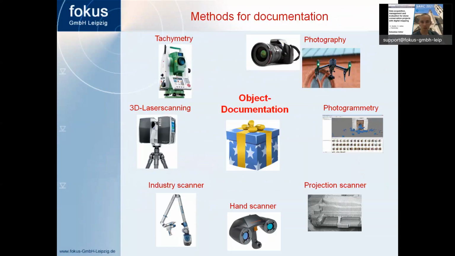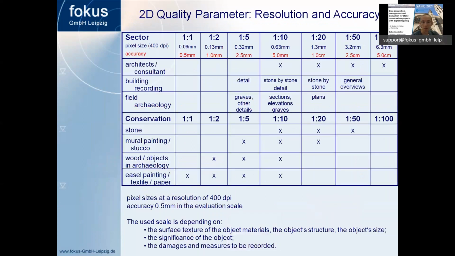At the market, there are several tools and methods to create object documentation, but often if you get an object documentation, it's quite a surprise in which quality the object was documented. But there are two important simple parameters to control the quality of object documentation that are resolution and accuracy.